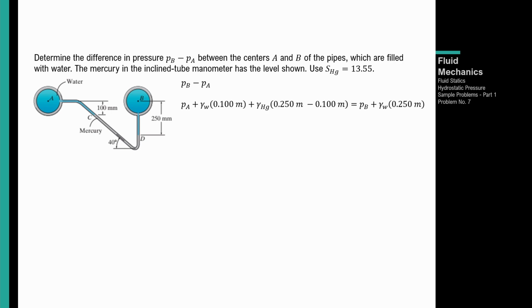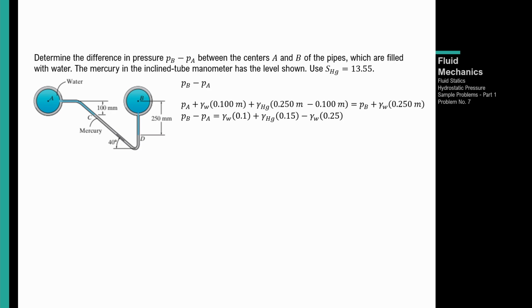First solution: same level, same pressure. Here, the level I took is at level D. On the left side, pressure A plus the unit weight of water, going down to C: gamma H, 0.100 meters, or 100 millimeters, plus the depth of the mercury. The pressure in the mercury is also gamma H, the unit weight of mercury times the depth of the mercury, so 0.250 minus 0.1. Then on the right side, at D, pressure at B, then going down, plus the unit weight of water times 0.250.